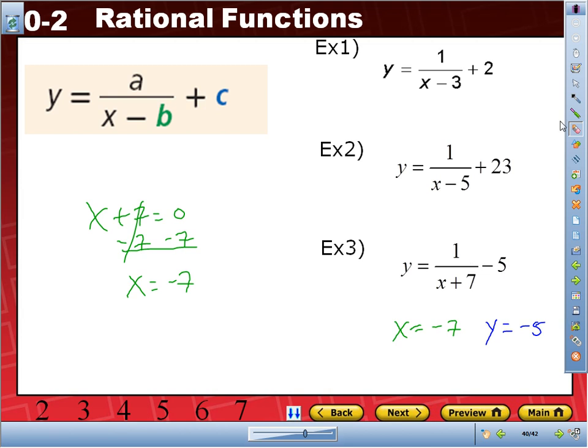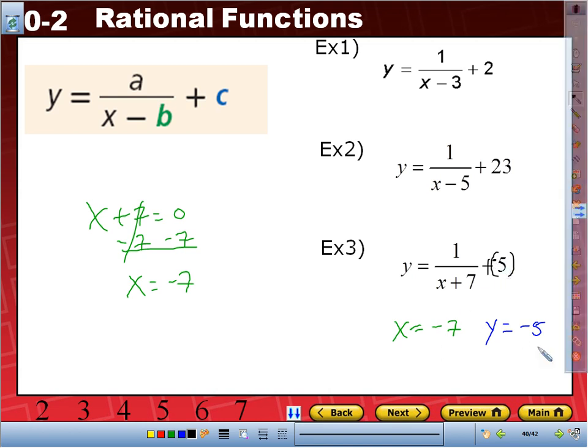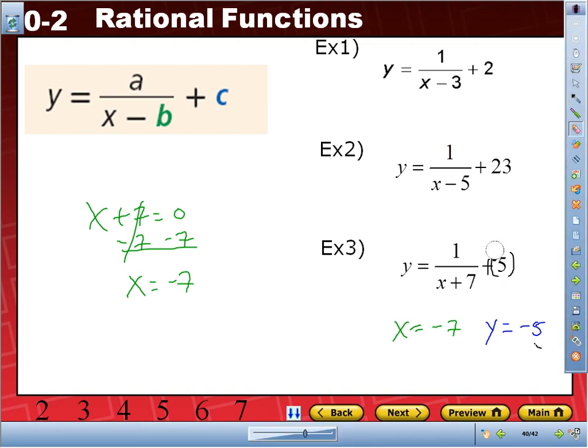You see it? Here it goes again. In order to change this to a positive, this has to be a negative. That's why this is negative 5. Another way of looking at it, guys: from now on, when I ask you for the horizontal asymptote, all you have to do is give me the constant. What is my constant here? And here? And here? Negative 5. That's how you just identify.